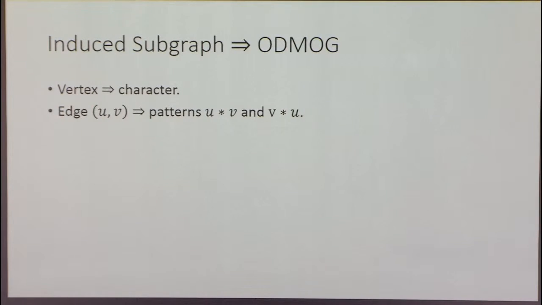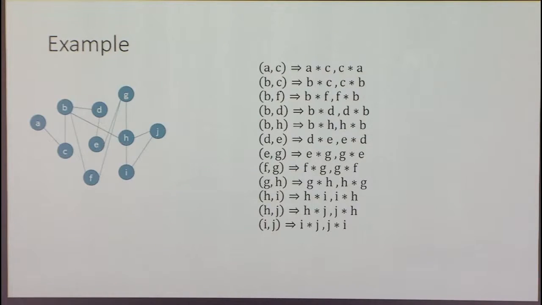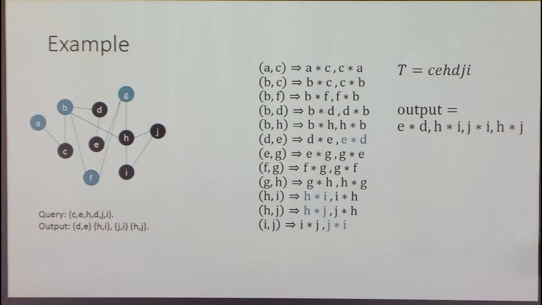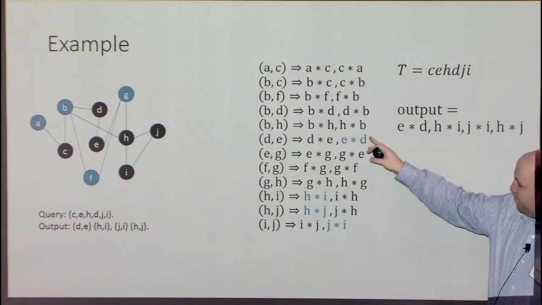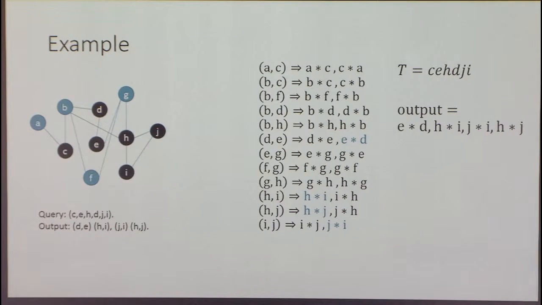So this is the first part of the reduction. Then, how to reduce a query. Given a set of vertices v1 through vk, we'll create a text with just the characters v1 through vk, and we'll look for all the patterns within this text. Again, in this example, if this is the query we had before, these black vertices, then we can create this text over here and output these specific patterns, which correspond exactly to these specific edges, which are exactly the output of the induced subgraph problem. The reason we create 2 patterns for each edge is to deal with directions. So clearly ODMOG solves induced subgraph.